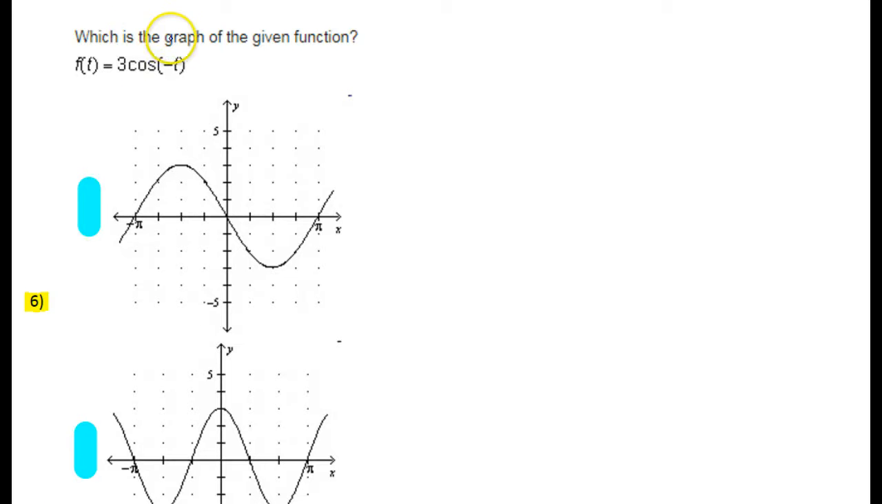Okay, so which is the graph of the given function? And we have f of t equals 3 times cosine negative t. Well, let's start with a little discussion of what the parent function looks like. Let's just talk about the graph of cosine t.